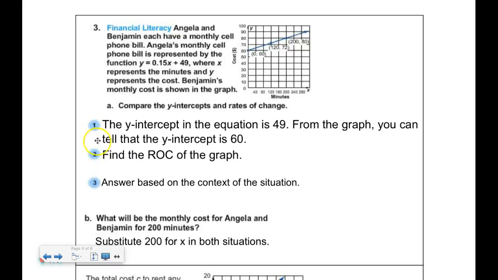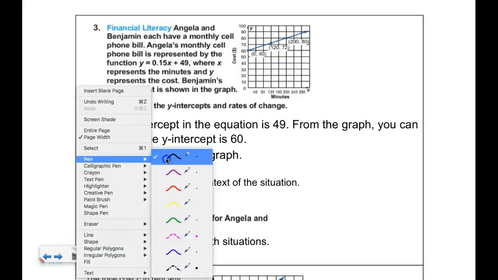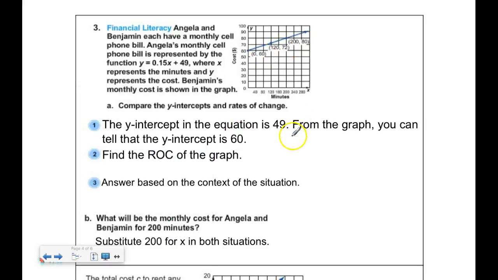From the graph, you can tell that the y-intercept is 60. What do you mean? Well, there it is right there. The line is crossing the y-axis at 60, which means Benjamin probably has a $60 monthly fee plus whatever his minute charge is. Find the rate of change of the graph. So again, I'm going to find the slope. Pick any 2 points and find the slope. I'm going to do that by, in this case, subtracting 72 minus 60 on the top, because those are the y values. On the bottom, I'm going to be subtracting 120 minus 0.